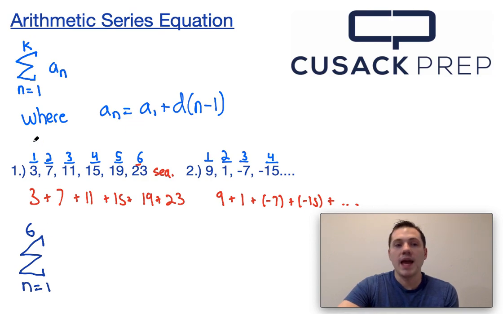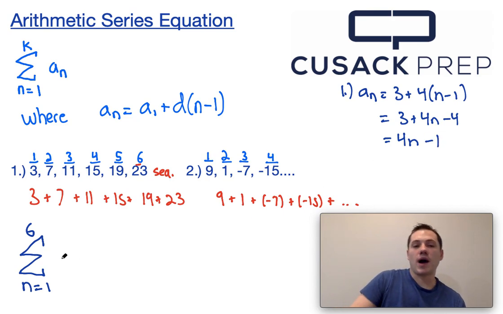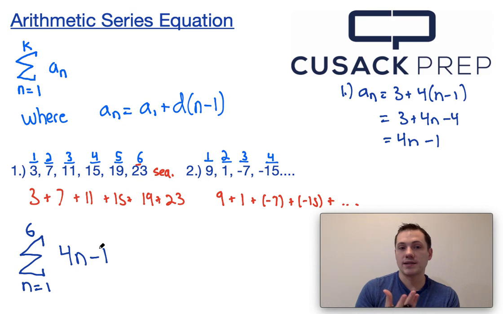Now, as far as what I'm going to put in this position, a sub n is equal to a sub 1 plus d times n minus 1. In another video, we showed how for this problem we can figure out what that is, so I'm just going to do that up here. So a sub n is going to equal 3 plus 4 times n minus 1. Distributing the 4, I would get 3 plus 4n minus 4, and combining like terms, I would get 4n minus 1. So I want to put right here 4n minus 1. And that's actually it. That's the arithmetic series equation.